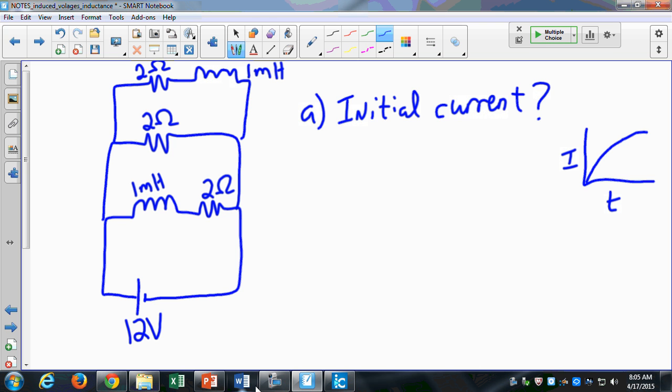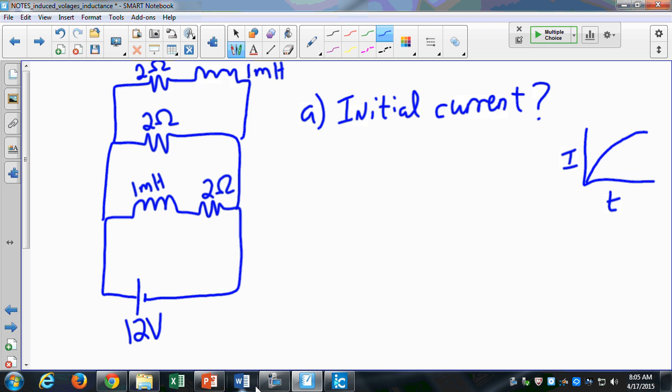Remember, all three of these parallel structures operate independently. So I have that thing going on here, and I have that thing going on over here independently. All right. So initially, what is the current through this circuit, through this part of the circuit? At T equals 0, what is our current?